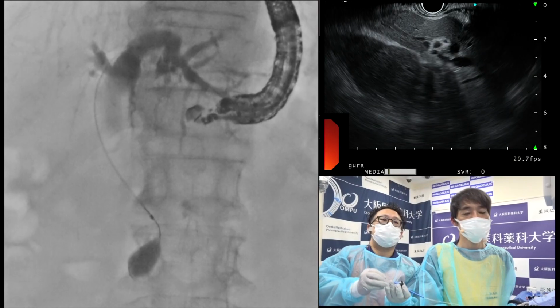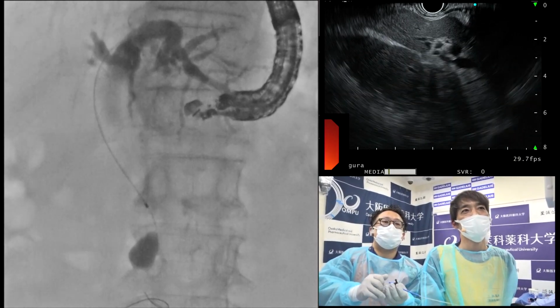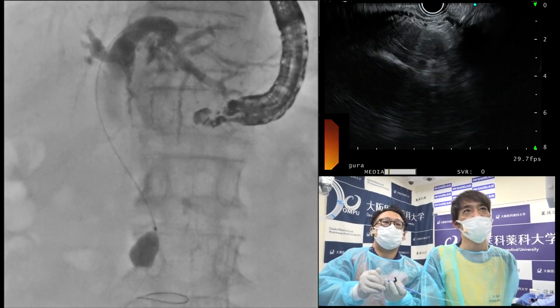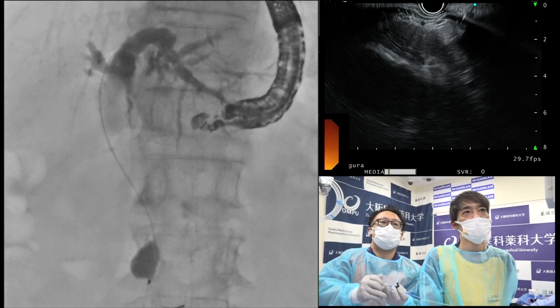So you want to advance the wires as far down the duodenum as possible to provide you with a stable position. Is that your intention? Yeah, stable. Beautiful.